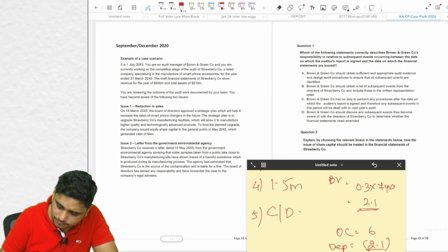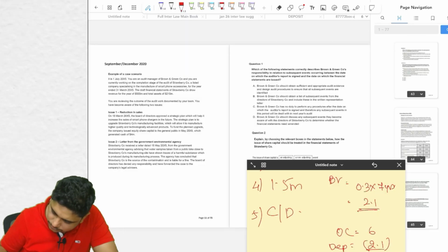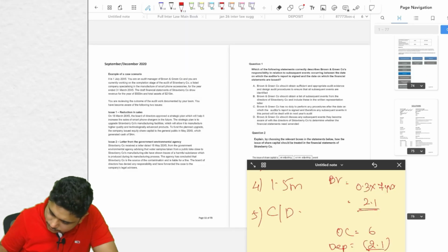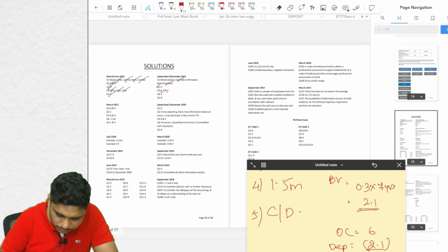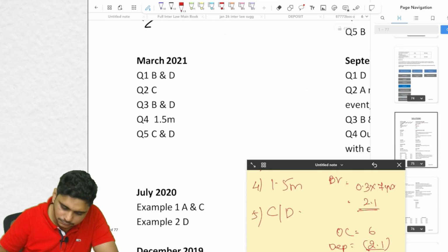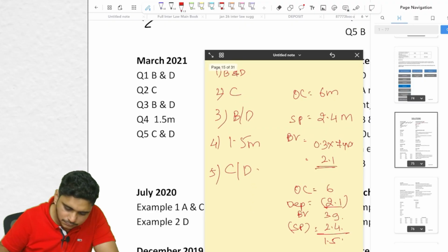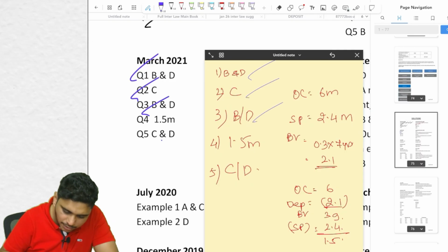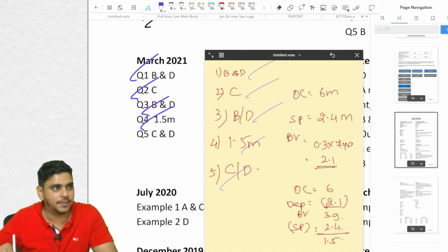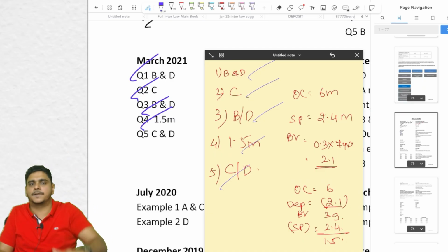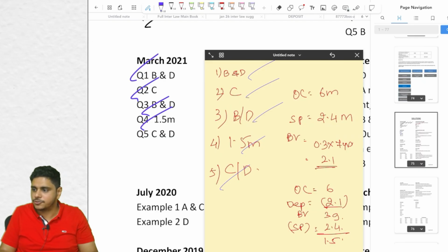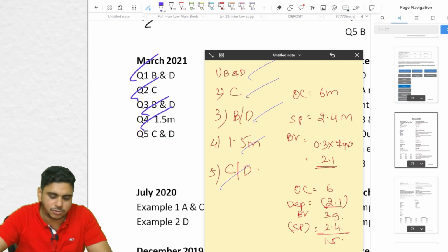Let's check the answers. B D, B D, C C, B D, B D. Oh, 1.5, 1.5. C D, C. 40. Understood? So like this, we're going to solve questions every time.